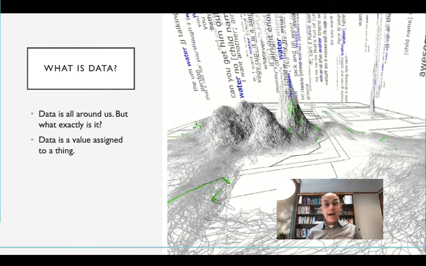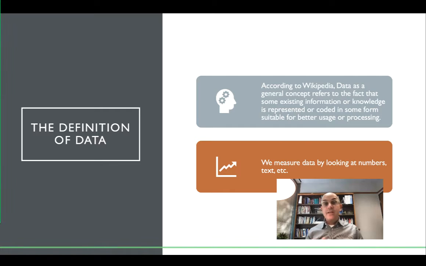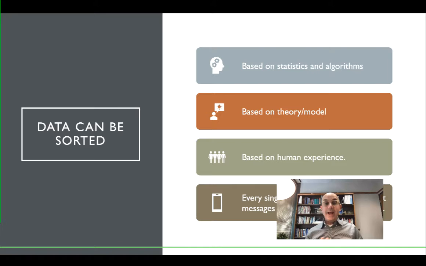For example, the number of likes that you got on Facebook, or the number of people who visit your blog, or the number of bad grades you gave your teacher. So the definition of data, according to Wikipedia, is a general concept referring to the fact that some existing information or knowledge is represented or coded in some form. So we measure data by looking at numbers, text, etc. And the data is based on what we're going to do.